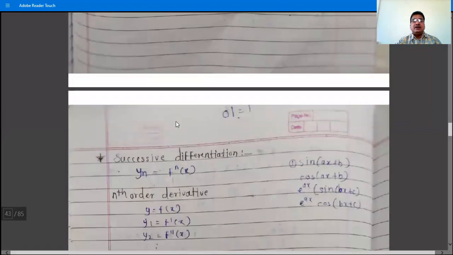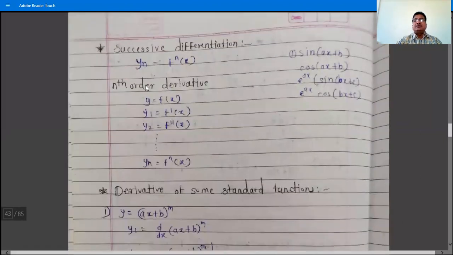So the next topic is successive differentiation, that is, the higher order derivative, the nth order derivative. If y is equal to f(x) is the function, then its first order derivative is denoted by y1. y suffix 1 means its first order derivative, that is dy by dx. Another notation is f dash x.